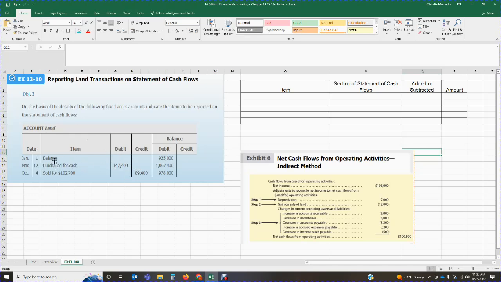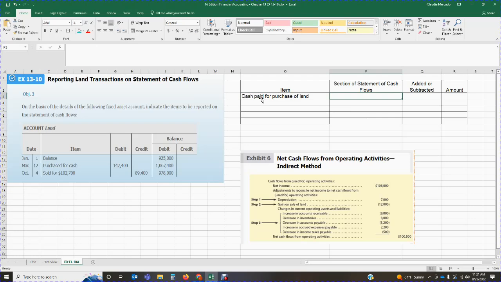It says that you purchased for cash. How did you pay for your land? With cash. That is what I'm interested in when I'm preparing my statement of cash flows. How did I pay for this land? Well, I paid for it in cash. That is going to affect my statement of cash flows, okay? So, purchase for cash, I paid $142,400. Okay, so I'm going to put the item here: cash paid for the purchase of land. Okay, so I paid cash to buy land.